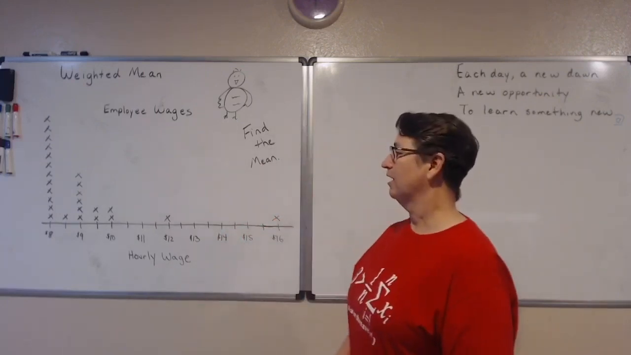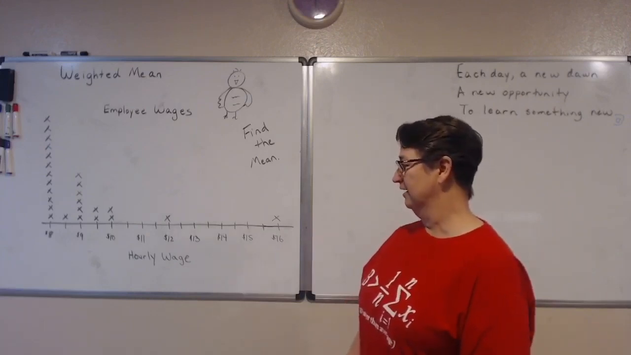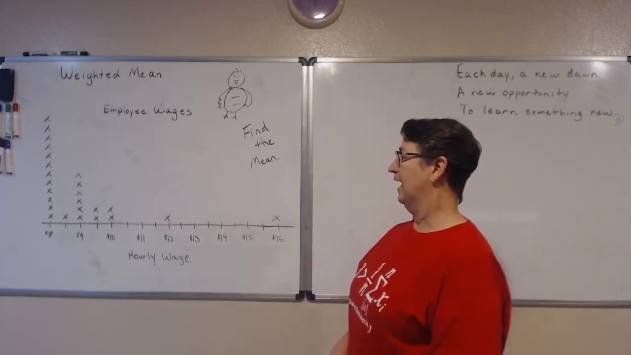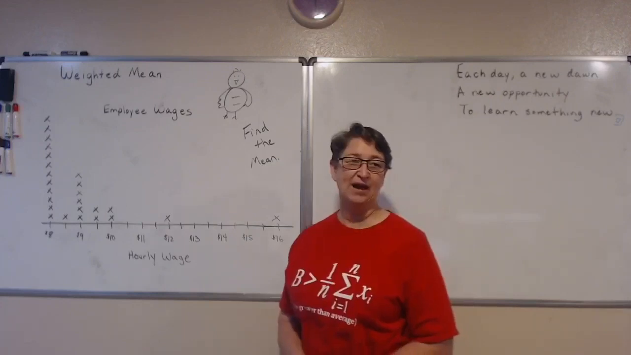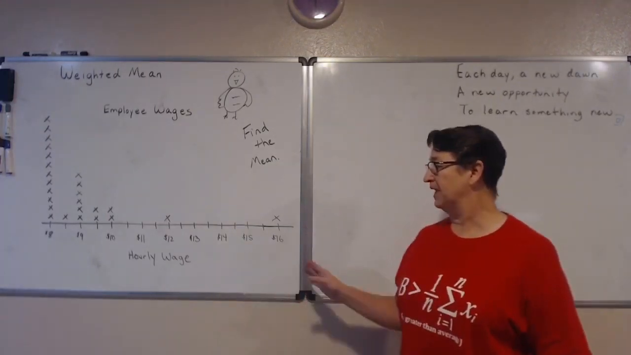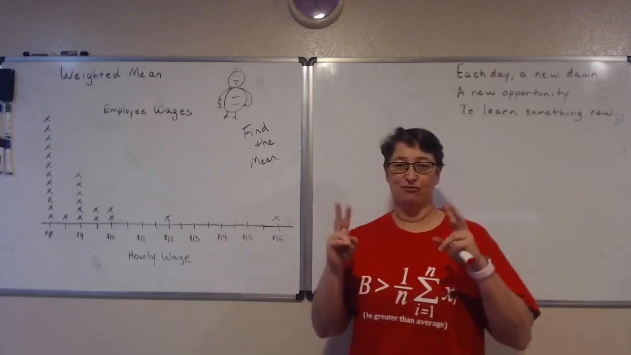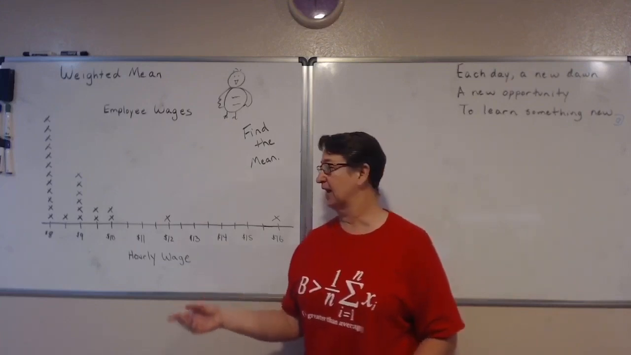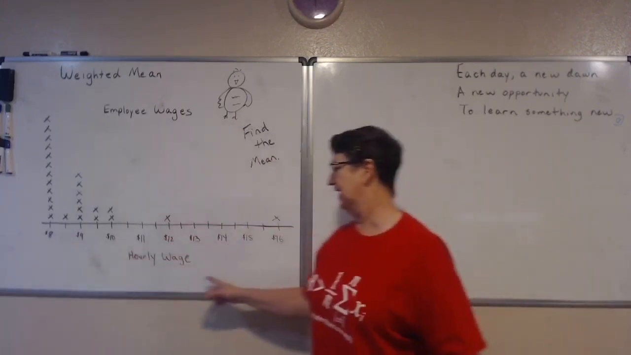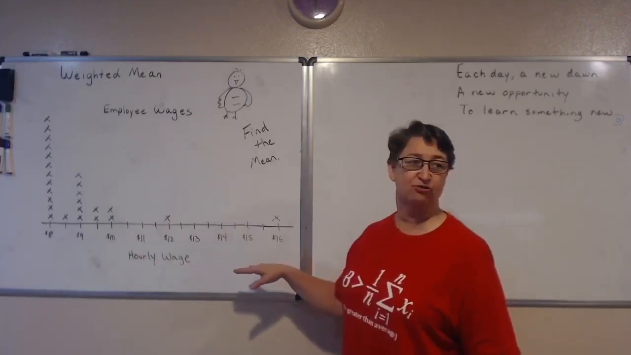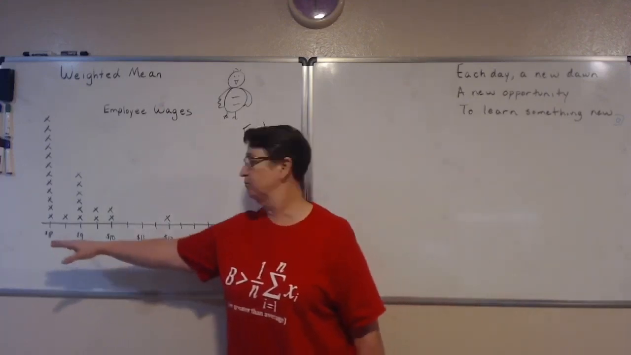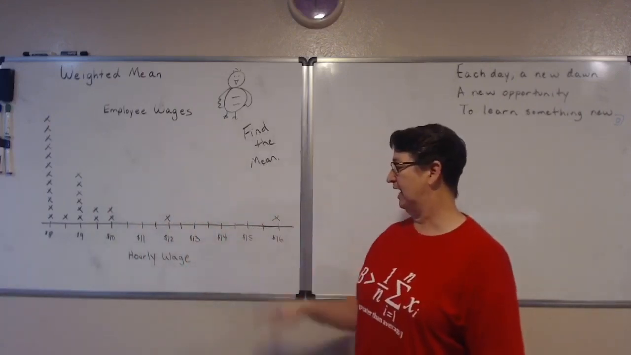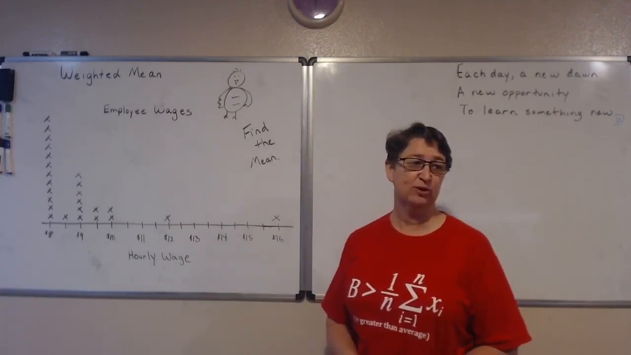Okay, so here's your early bird today. We have a dot plot of some hourly wages. I don't know how well you can see that. We're just going to find the mean of it. So remind me, how do we find the mean? Remember that the mean, the average, is somewhere in the middle. So we know our answer has got to be somewhere between 8 and 16, because all of my values are loosely in the center between 8 and 16. So whatever my answer is, it's going to be between 8 and 16.